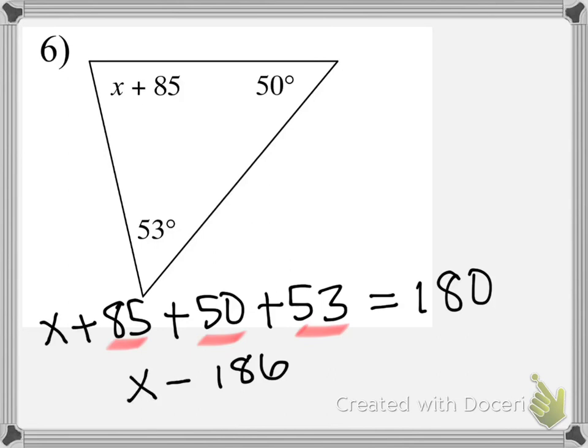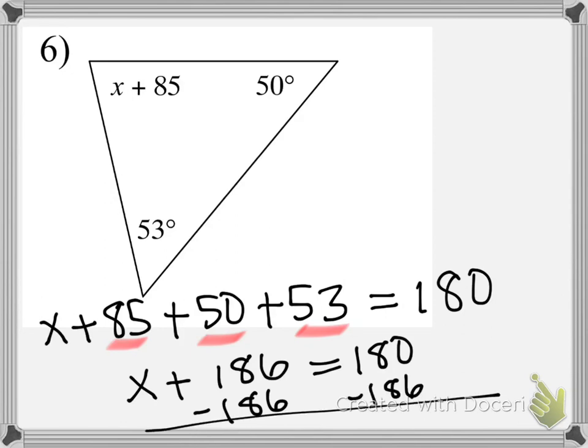Bring down the x, and then that's going to equal 180. To get the x by itself, we'll do the inverse operation. So we'll subtract 186 from both sides. Okay, and so here we're going to get x is equal to -6. And once again, the angle itself is not -6. When we plug it in there, we would get 79, and so that would work still.